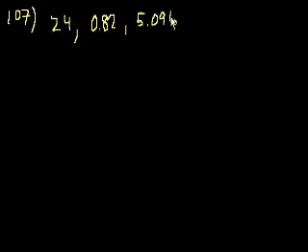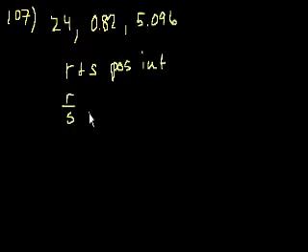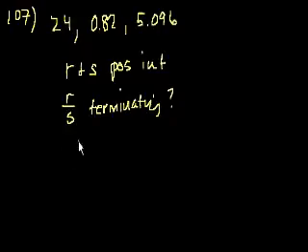If r and s are positive integers, and the ratio r divided by s is expressed as a decimal, is r divided by s a terminating decimal? Essentially, it wouldn't work if this is 1/3. That's not going to work because you're going to have 0.3 forever. So they're saying, does it at some point end?